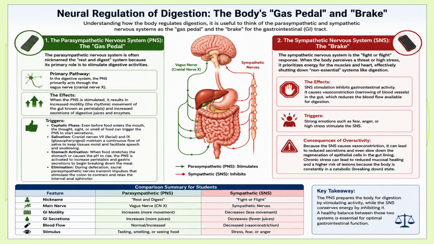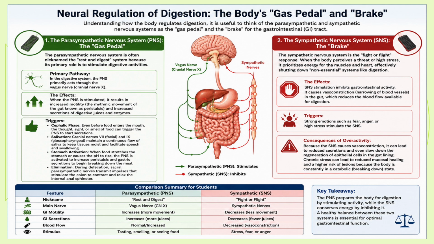Now, to understand how the body manages digestion, let's look at the autonomic nervous system, right? It functions like a balancing scale, right? It basically has two sides. The parasympathetic nervous system, the PNS, which is the gas pedal. Think of it as the gas pedal, right? Okay, let's speed it up. And then the sympathetic nervous system, the SNS, called the brake. Now together, they regulate digestive activity based on the body's needs.